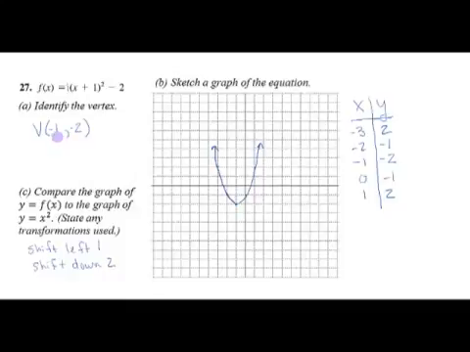Normally the vertex is 0, 0 for a y equals x squared graph. But here we have a negative 1 in the x spot, which means it was moved in the x direction, negative 1. And we have a negative 2 in the y spot, which means it has moved in the y direction, up or down, negative 2, so down 2. So left 1, down 2. There's your new vertex in your graph.